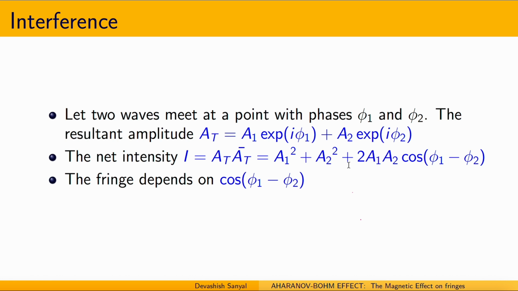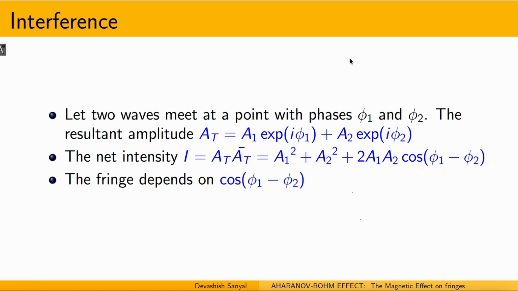So we start with interference. So we know what is interference. Interference is like here, two waves meet at a point with phases phi 1 and phi 2, and the resultant amplitude at that point is given by A1 exponential i phi 1 plus A2 exponential i phi 2. Here I have written it as a complex number, because complex numbers are easier to handle. I could have written cos phi 1, cos phi 2, but instead I have written exponential i phi 1 and exponential i phi 2.